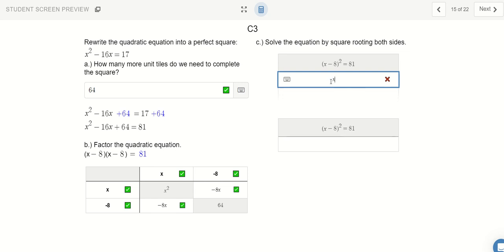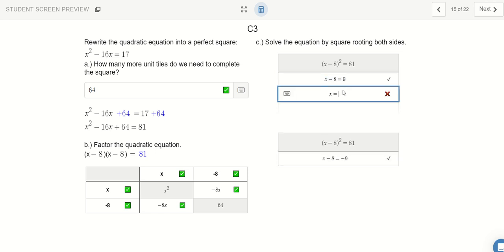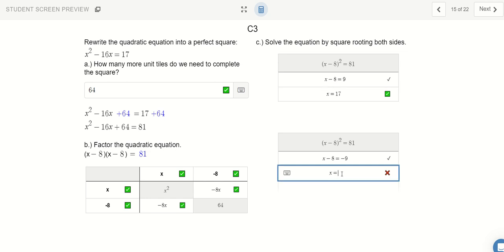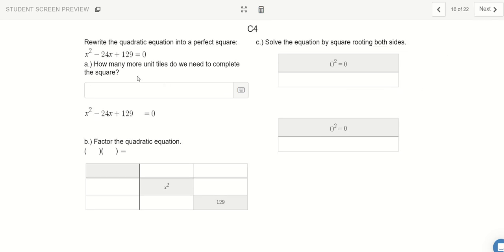Let's do x minus 8 equals square root of 81. It can either be 9 or it can be negative 9. So plus 8 on both sides. x equals 17 or x equals negative 1. Right, and last example, let's go ahead and solve this last one.